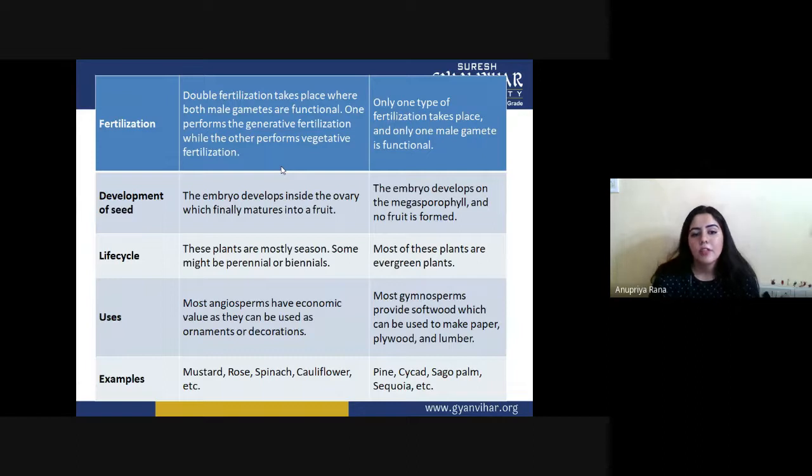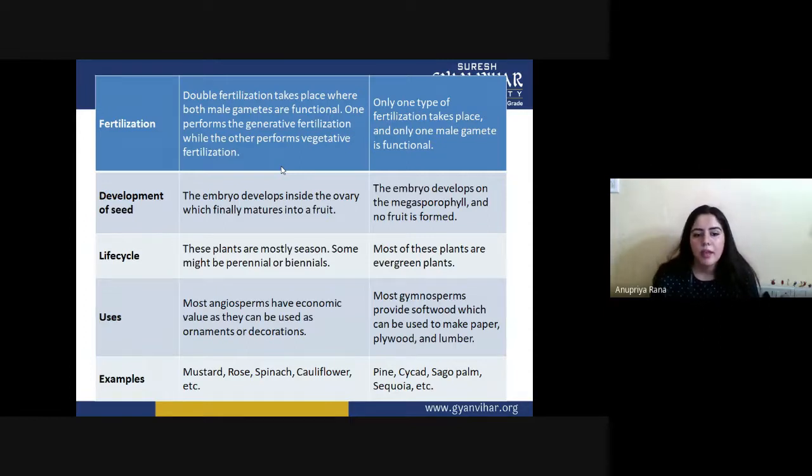Now, lastly, we see the uses. Most angiosperms have economic value, as they can be used for ornamental, decoration, medicinal, textile purposes, etc. There is huge variation inside the angiosperm, so they can be used diversely for ecological or economic purposes. The gymnosperm provides softwood, which can be used to make paper, plywood, and lumber. Basically, anything made from softwood can be done by gymnospermic plants.